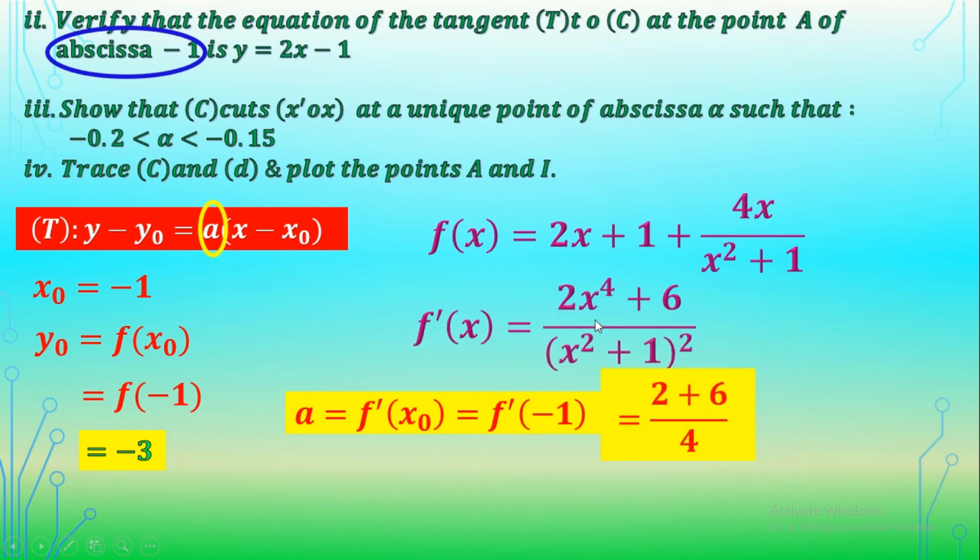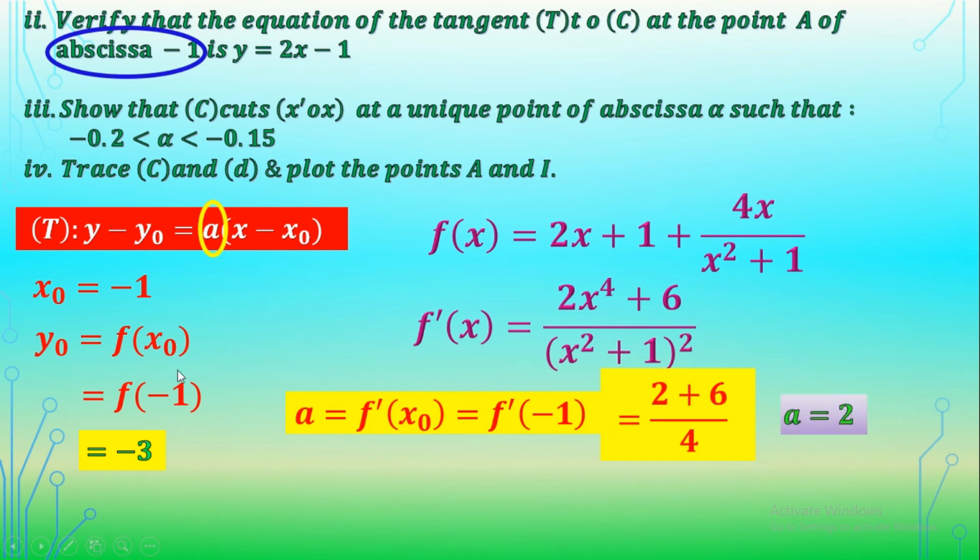We have just calculated f prime of x. Now we can replace x by minus 1. We get 2 plus 6. Here minus 1 to the power 4 is 1, times 2 plus 6. We write it over minus 1 squared, which is 1, plus 1, squared 2, it gives us 4. Now 2 plus 6, 8 over 4. We get a equal to 2.